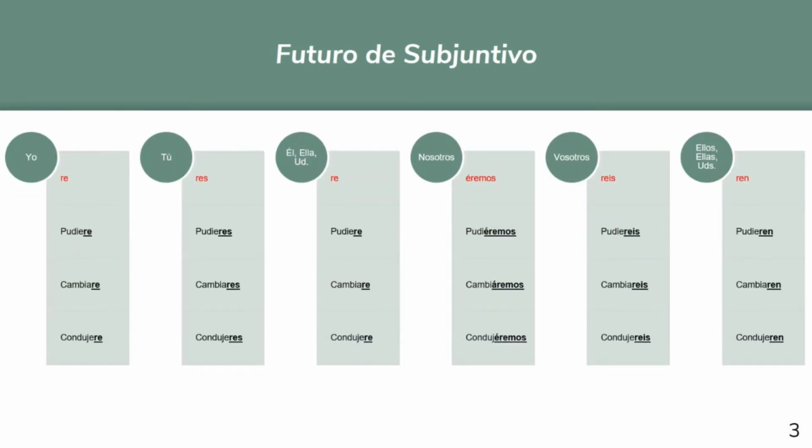Alright, so let's look at a few other verbs. So let's look at poder. The form we would use for poder is pudiera, right? Then we're going to change that to future subjunctive. So for yo, it'd be pudiere. For tú, it'd be pudieres. For él, ella, or usted, it'd be pudiere. For nosotros, it'd be pudiéremos. For vosotros, it'd be pudiereis. For ellos, ellas, and ustedes, it'd be pudieren.